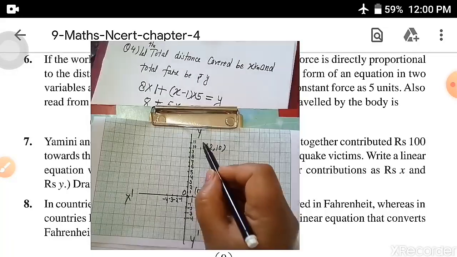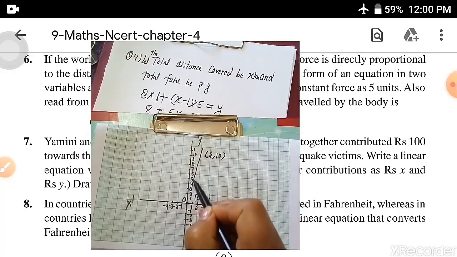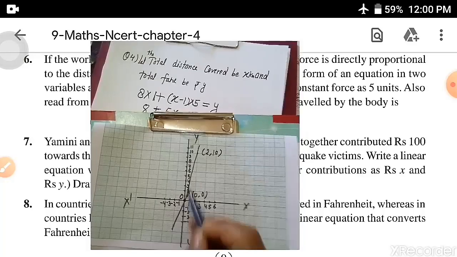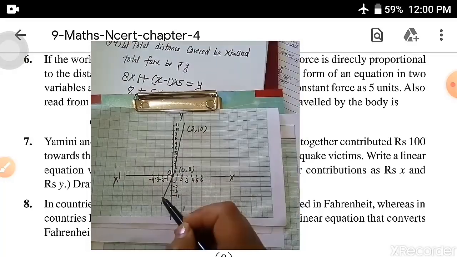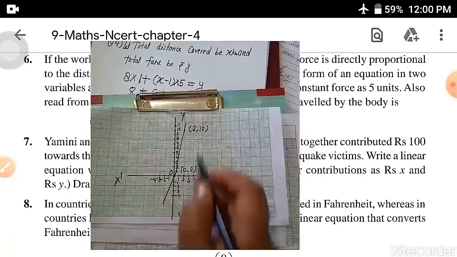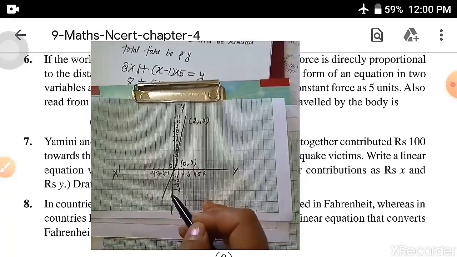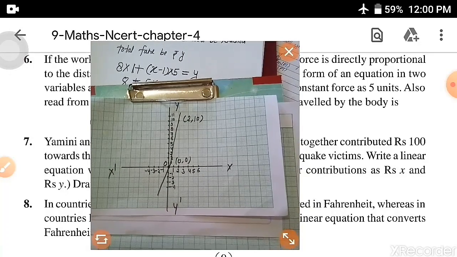Now we will join the line with the help of the origin and this point, and we will draw it like that. Though I am drawing it by hand, you have to use the scale. You can see that I have just drawn the line, it is tilted, but your line should be straight. If the line is straight, then only your answer is correct. Otherwise your answer is incorrect. Now move to the next question.